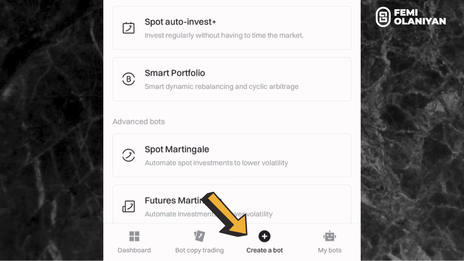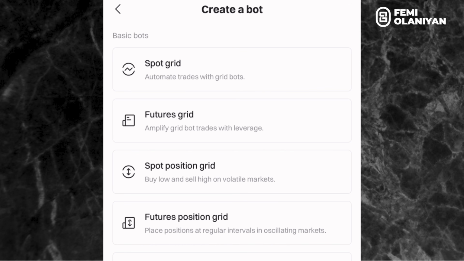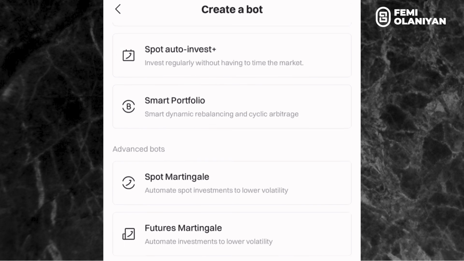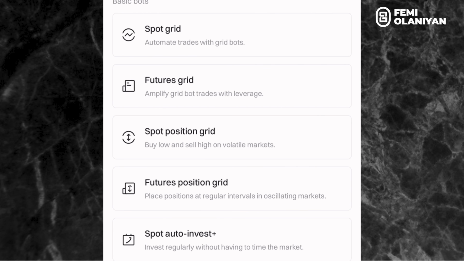So once you click on create a bot right there, it will show you the different kinds of trading bots you can create. In my previous video, I already mentioned the different types of trading bots we have on Bitget. You have spot grid, futures grid, spot position grid, futures position grid. You have a lot more right here. But the most popular ones are the spot grid and the futures grid.